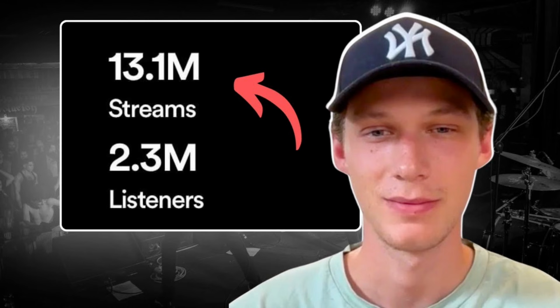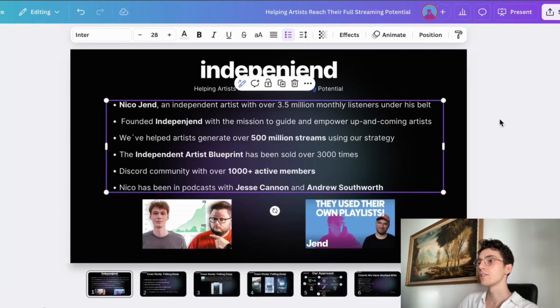It was created by Nico, aka Gent, who used it to get millions of streams and monthly listeners on his own artist profile on Spotify. After he found success with his artist project, he started a music marketing company that uses and preaches the principles that he learned. Since then, we have helped artists generate over 500 million streams using our strategy.